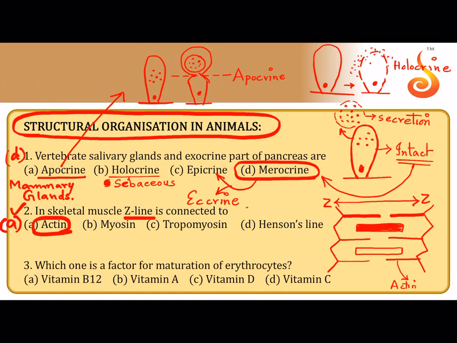So what I am shading here, very thick, these are the myosin filaments. So let me just label it as M. M is myosin filaments, and this zigzag structure which is shown over here for diagrammatic purposes is a membrane which is referred to as the Z line, and as you can see, the Z line is attached to the actin filament and not the myosin filament. So the answer is actin filament. Which is the factor responsible for maturation of erythrocytes? It is vitamin B12. So option A.